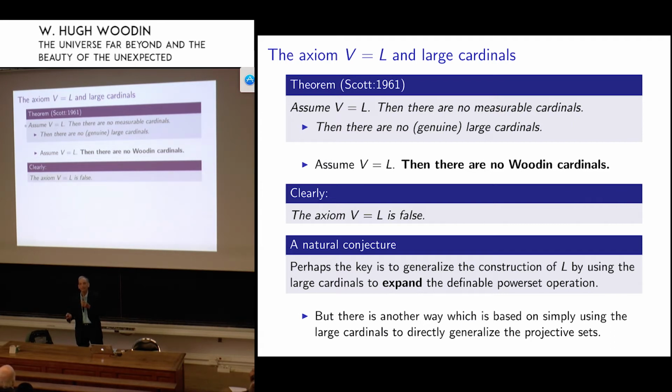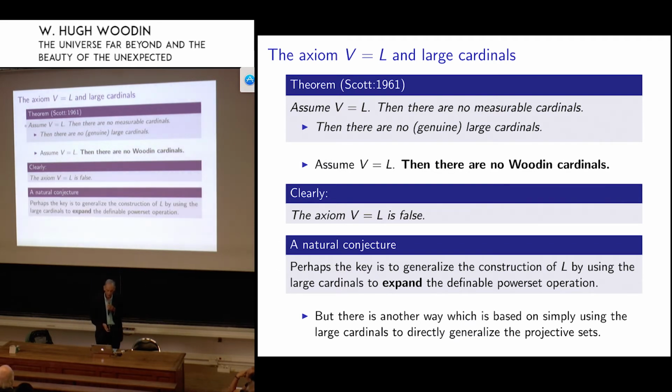So we've been teased. We've been offered an axiom that seems to rescue us from independence by virtue of Cohen's method, but our founding principles of infinity demand that we reject that axiom. Well, a natural conjecture is that maybe the key is to generalize the construction of L by using large cardinals to expand the definable power set operation. Maybe the problem in L wasn't restricting the power set operation, but restricting it too much. But there's another way, which is based on simply using large cardinals to directly generalize the projective sets.